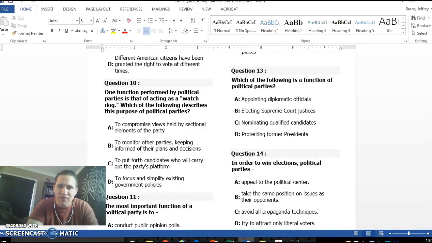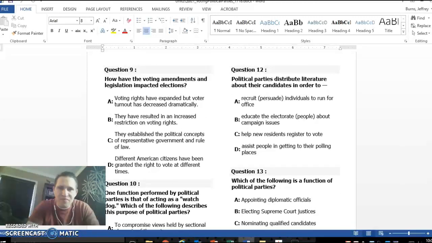All right, question 12. It's going to be on the top right corner. Why do political parties distribute literature about their candidates? Again, only one class struggled with this, but the answer here is B, to educate the voters about campaign issues. They might go door to door, they might do it at a farmer's market or something of that nature, but they're trying to educate the people about the issues and what's going on in the upcoming election.